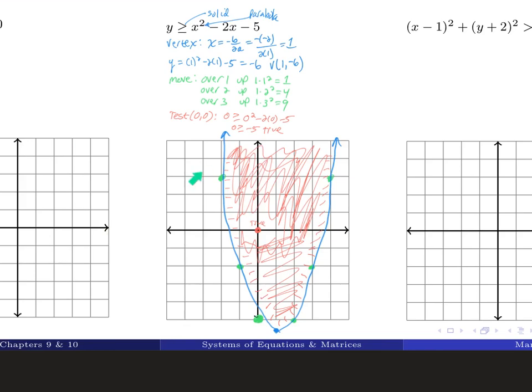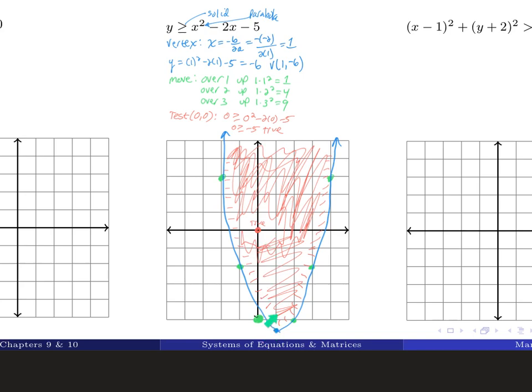Example 2. The inequality has an equal sign, so it's going to be a solid line. A quadratic is a parabola. Instead of factoring, which doesn't work to find the roots, I'm going to find the vertex. Negative b over 2a is the vertex formula. Get 1, plug 1 in. You get y is negative 6. Your vertex is 1, negative 6.